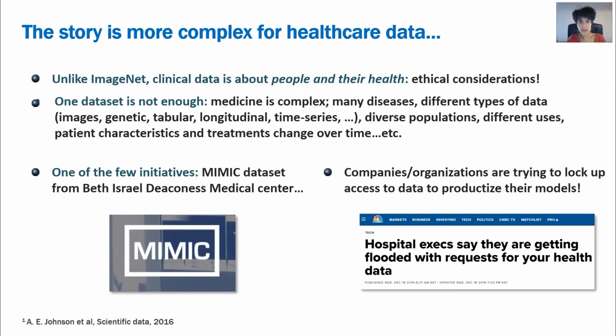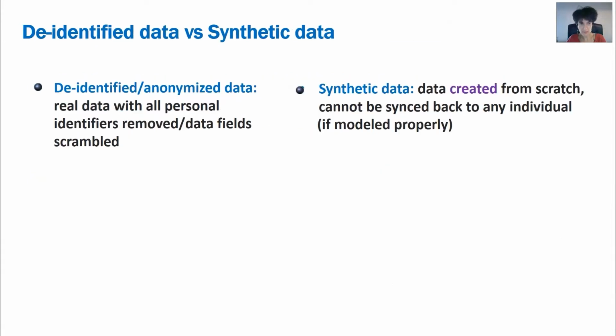Also, unfortunately, companies and organizations are at times trying to lock up access to data to productize their own models, which may be suboptimal. In order to catalyze a transformation in healthcare using machine learning, we need to build the best possible machine learning models for healthcare. And this is not possible without open access to high-quality, diverse healthcare data sets.